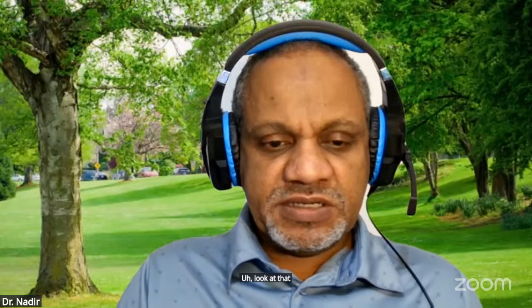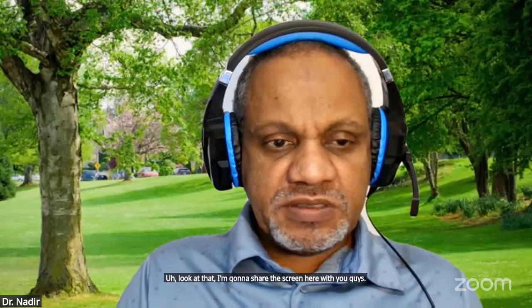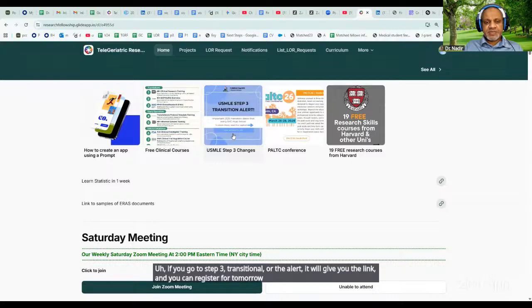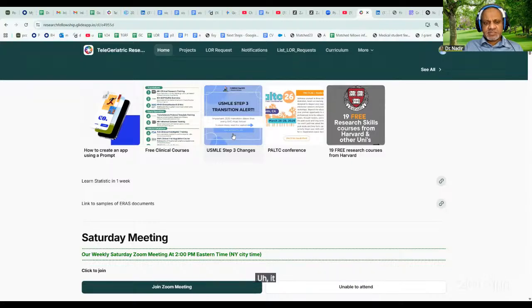I'm going to share the screen here with you guys. So basically, if you go to Step 3 transitional or the alert, it will give you the link and you can register for tomorrow's meeting. It's going to be just, I think, more information about the timelines. If you plan to take Step 3, hopefully it will help some of you.